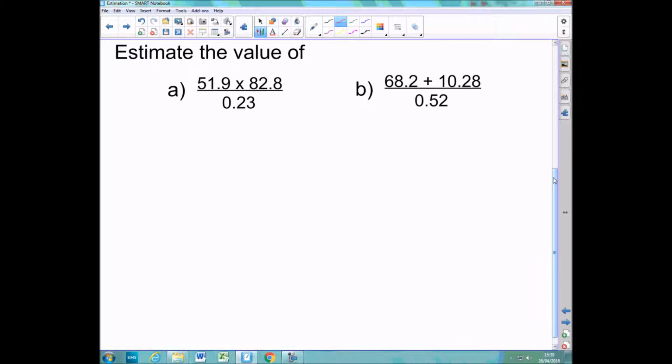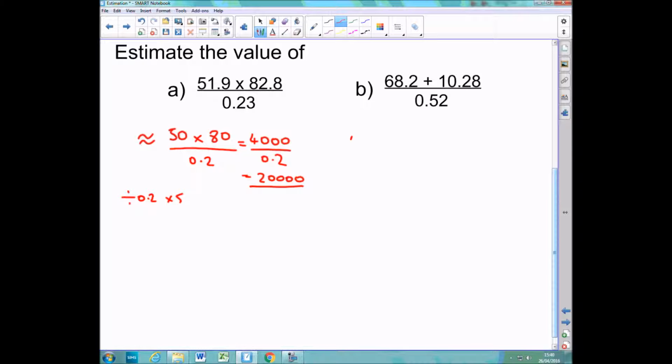Okay, so to do our estimate, we're going to start off by rounding. So 51.9 becomes 50, 82.8 becomes 80, and we're dividing by 0.2. So 50 times 80 is 4,000. Divide it by 0.2. Now remember, dividing by 0.2 is the same as timesing by 5. So timesing by 5, we get 20 with the 3 zeros, 20,000.